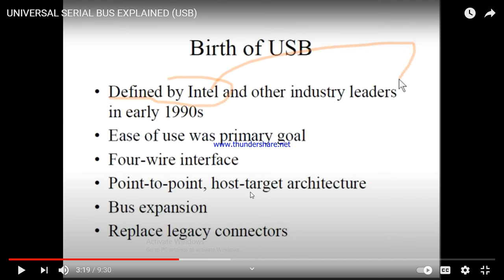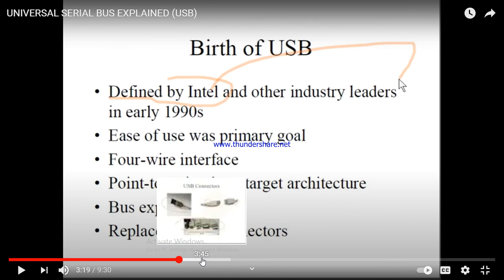Bus expansion is there in USB, and it replaces legacy connectors. It replaces all the connectors which were used over the years for the digital transmission of data, because of the high speed data transmission as well as the very small size of hardware, right?